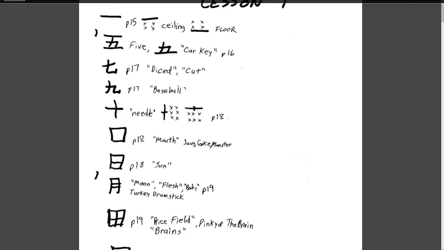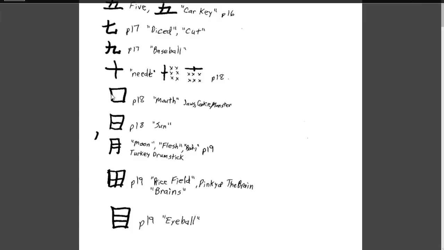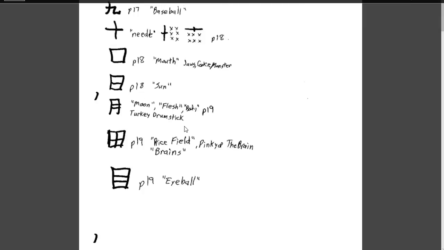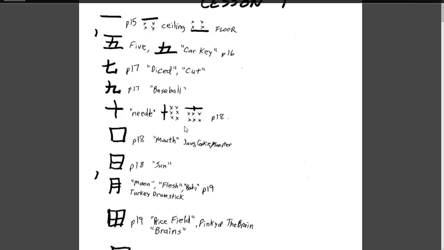Also in this lesson, here are the primitives we will be covering. This primitive here we'll be using as either a ceiling or floor. This primitive we'll be thinking of as car key, or the number 5, or maybe 5 senses. This one for diced or cut. This primitive here for baseball. This primitive for needle, and this primitive for mouth, which could be jaws, could cut or something. I won't do this part here; I'll wait till it pops up and refer to it as it happens.